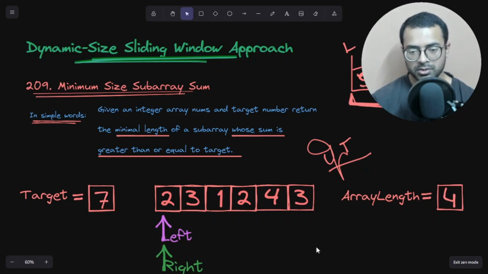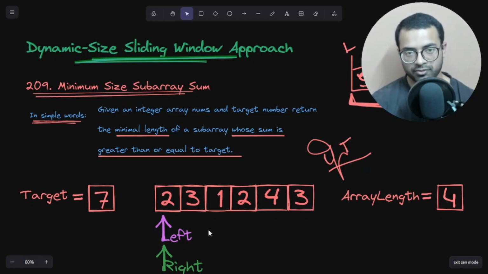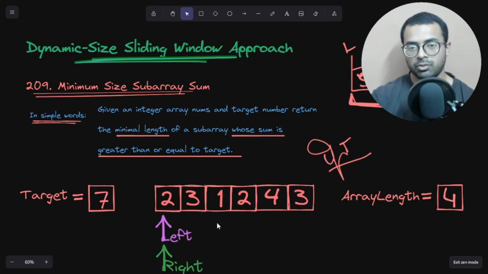Now we are going to keep moving our right pointer towards the right side until we find the target value. If we find a sum that is equal to target or greater than target, then we are going to move left one step forward.